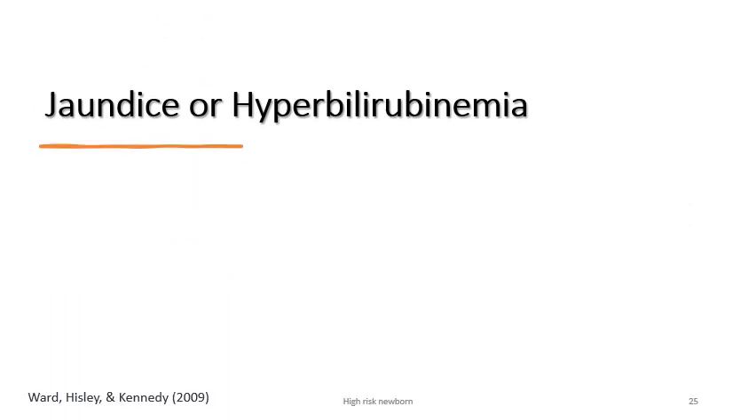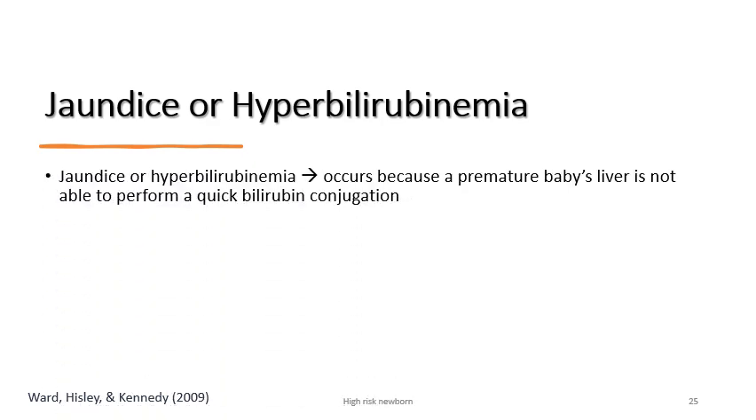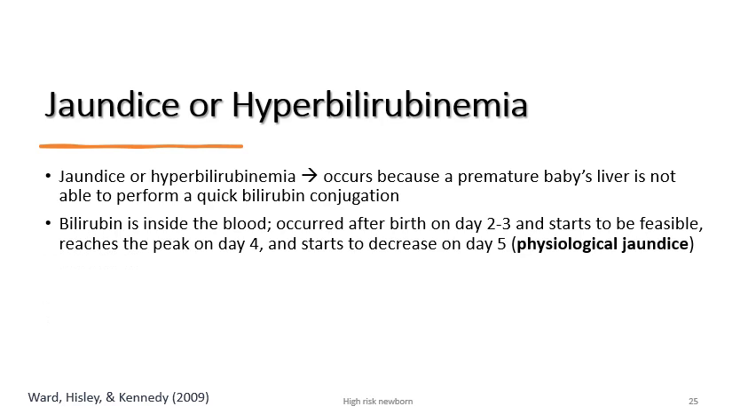Next is about jaundice and hyperbilirubinemia. As I mentioned before, when the baby is premature, it means that the organs are not functioning well, and the organs that contribute a lot to jaundice are the liver and the kidney. So if the liver is unable to do the conjugation of bilirubin very quickly and cannot work together with the kidney, then the bilirubin will eventually be inside the blood and will be everywhere.